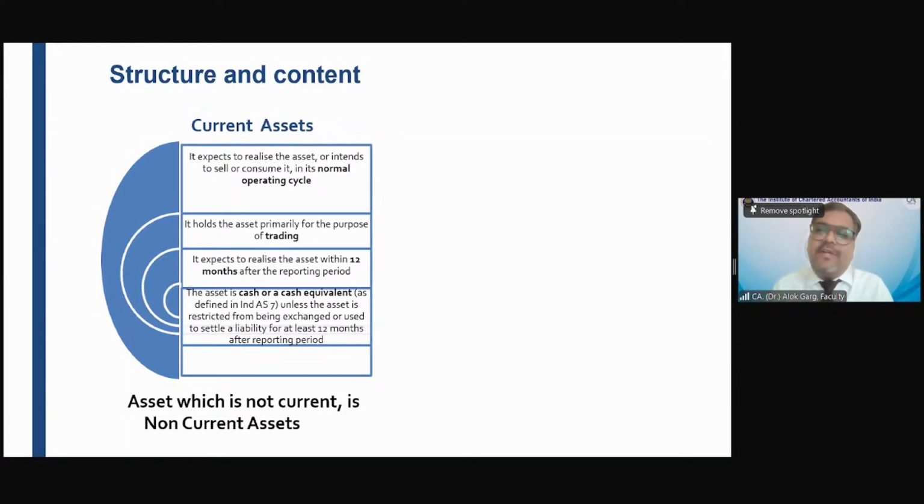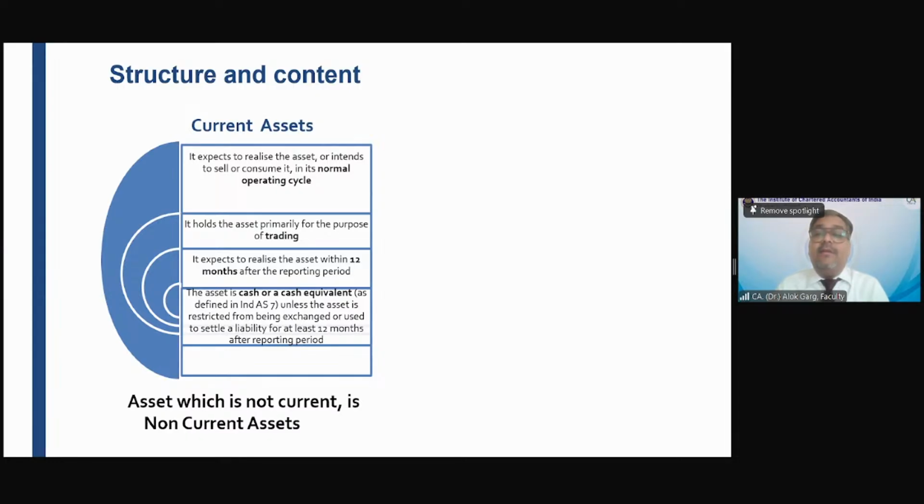So tell me, when will an electricity deposit be a current asset? The company has an office in Patna. Patna is the capital of Bihar. And the company has a head office in Delhi. The company wants to liquidate their office in Patna in the next 3 months. And the company has deposited an electricity deposit of 50,000 rupees.